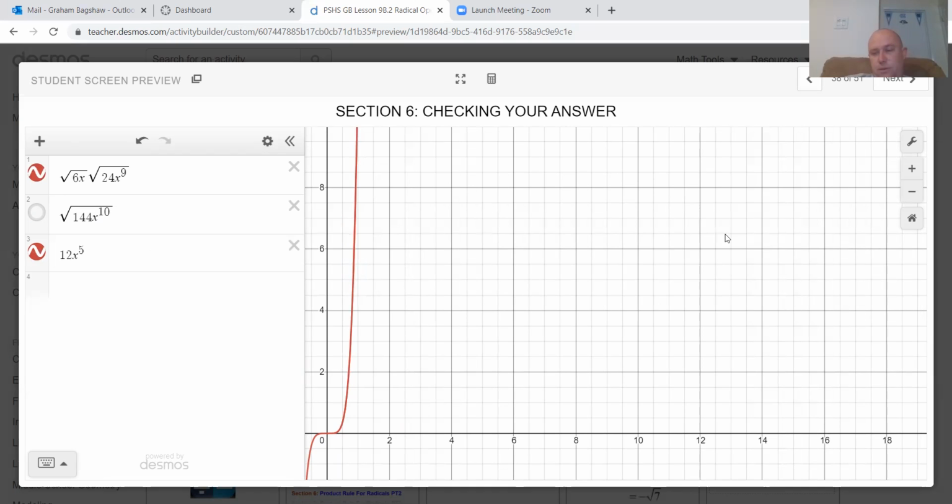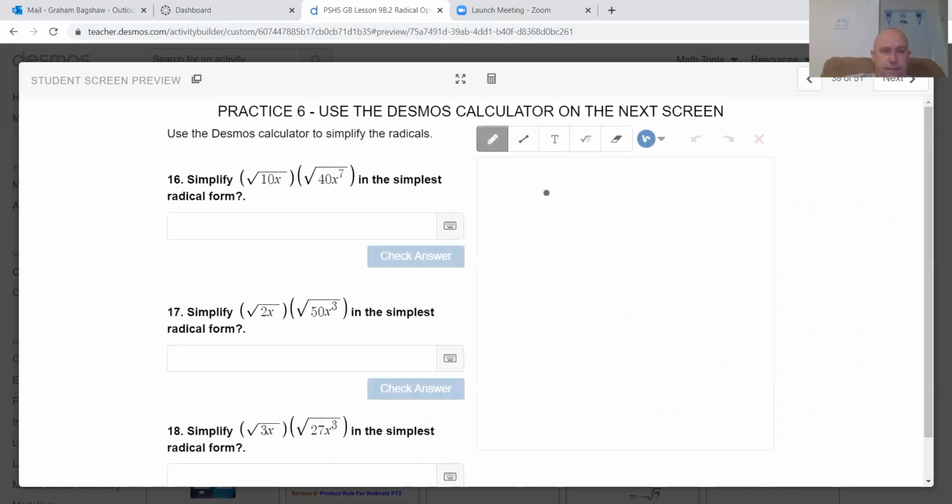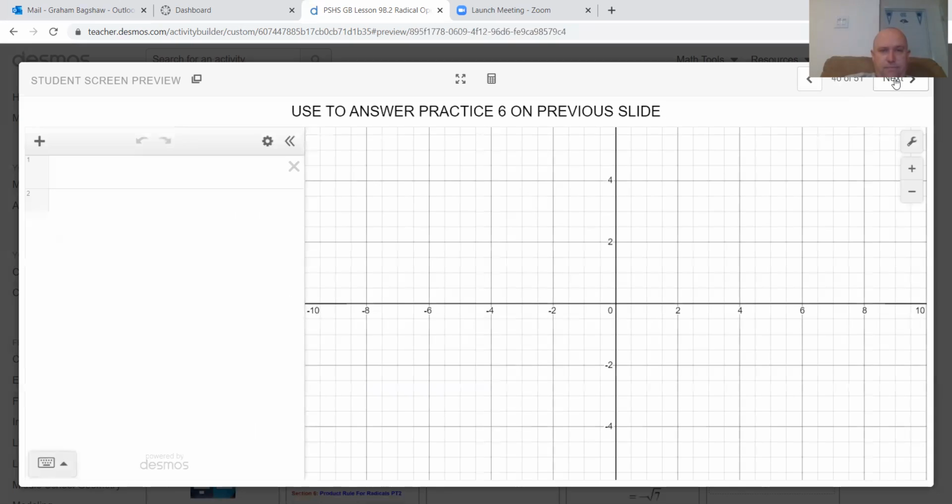Just remember, just look to the right of the y-axis if you're going to do that. And that should enable you to do the same thing for this. Multiply the numbers, multiply the radicals, and then just go ahead and simplify like you did in practice 5.